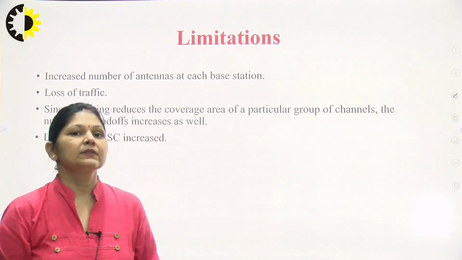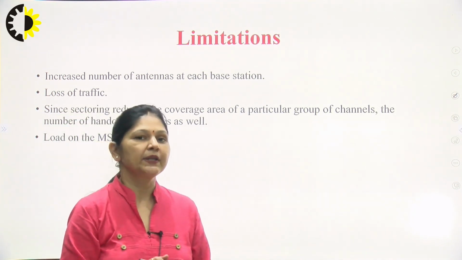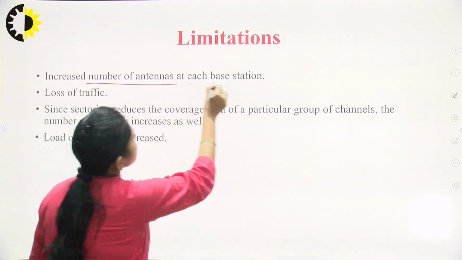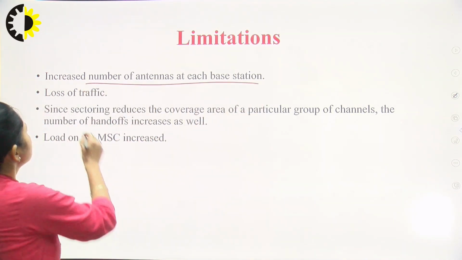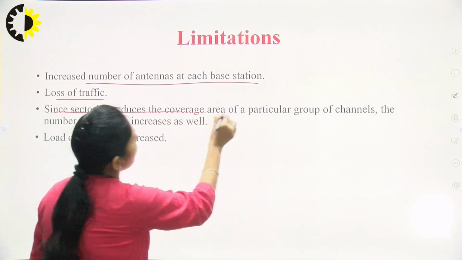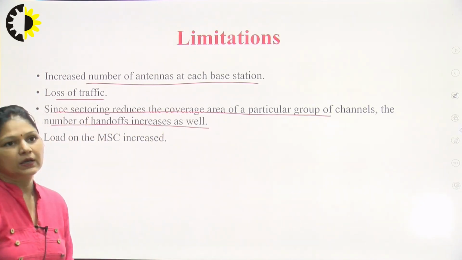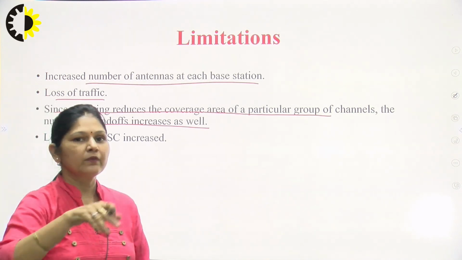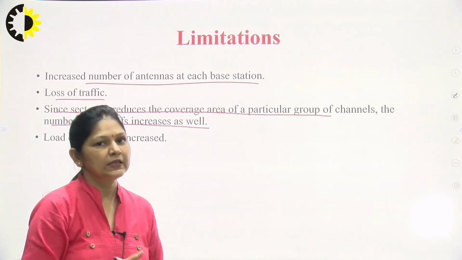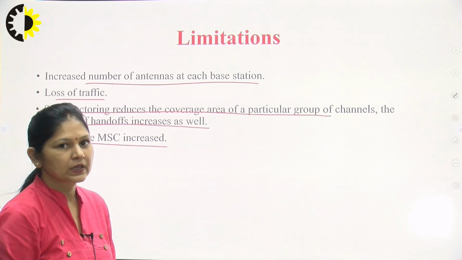Now, there are limitations for cell sectoring also. In the case of cell splitting, we will have to use more base stations, whereas in this case, the number of antennas has increased at each base station. There is a loss of traffic also. Since sectoring reduces the coverage area of a particular group of channels, the number of handoffs increases as well. As you can see here, the area covered by a particular antenna is now less, so the handoffs will also increase. In this case, the load on the MSC is also increased.